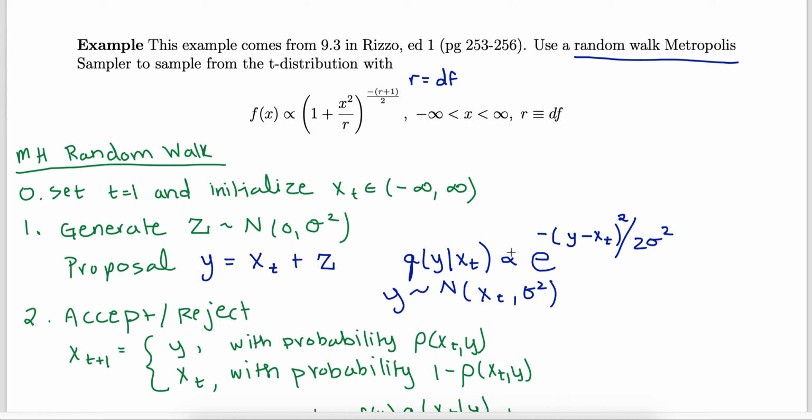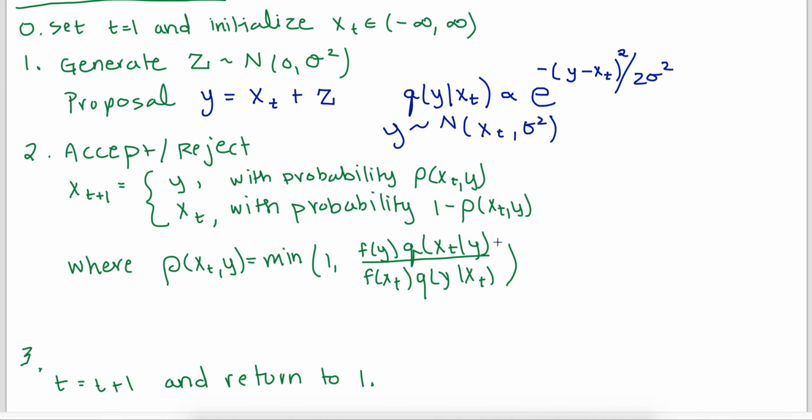All right, so now that I have my proposal, my current position plus some random error, let's figure out if we're going to accept or reject that proposal. So y, we accept it with probability rho. Xt, we stay where we are. We reject it with probability 1 minus rho. We have our definition or construction of rho here. So let's look at it for our particular example.